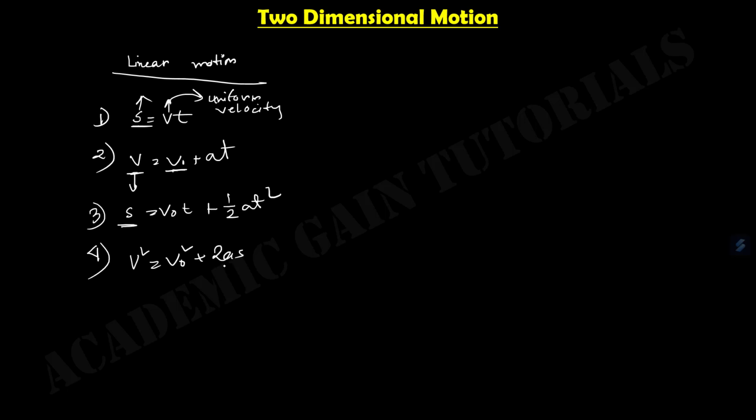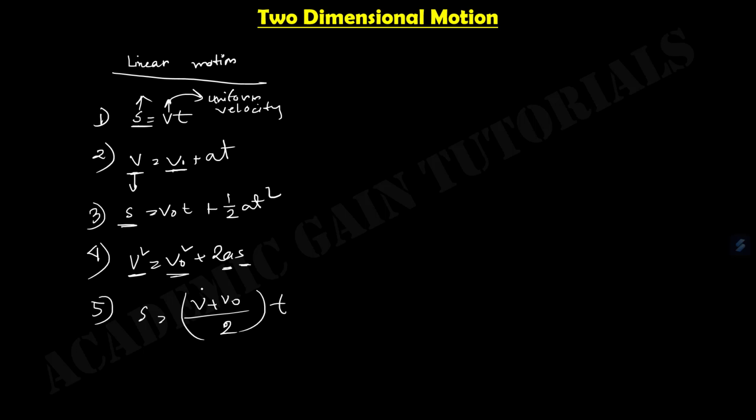In that case, if we know the distance traveled, the acceleration of that body, and the initial velocity of that body, I can find the final velocity of that body with this equation. Here s represents the displacement, a represents our acceleration, v naught is the initial velocity and v is the final velocity. And the fifth one is s equals v plus v naught divided by 2, into t.